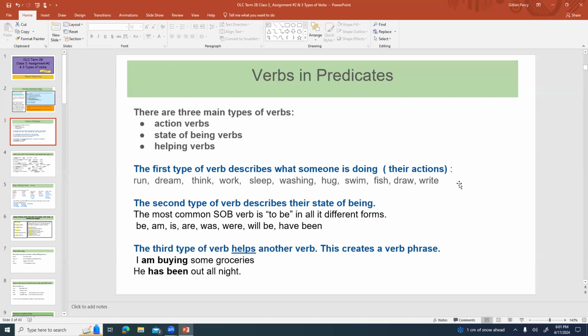The third type of verb is helping another verb, usually an action verb. That ends up creating a verb phrase, like, I am buying some groceries. Am is a state of being verb or a helping verb, and it's working with buying. He has been out all night, which is kind of like another 2 verbs working together. One is a being and one is a helping verb.